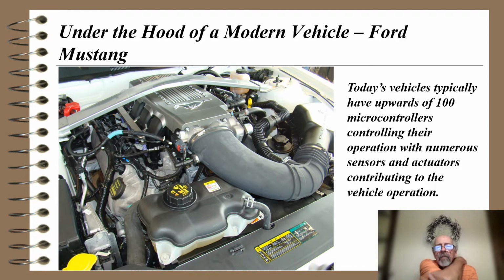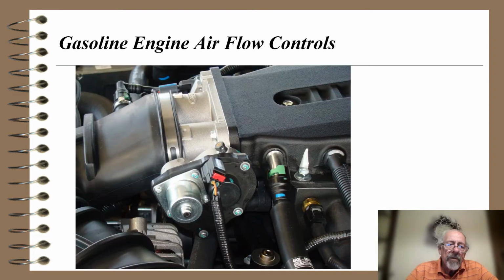How about under the hood of a modern vehicle? Here's a Ford Mustang. A picture of the under the hood. Today's vehicles typically have upwards of 100 microcontrollers controlling their operation with numerous sensors and actuators contributing to the vehicle operation. So here's a close-up for this gasoline engine powered Ford Mustang. We have an airflow control, and that's that little silver motor thing there with the connector going to it that controls the flow of air going into the gasoline engine.